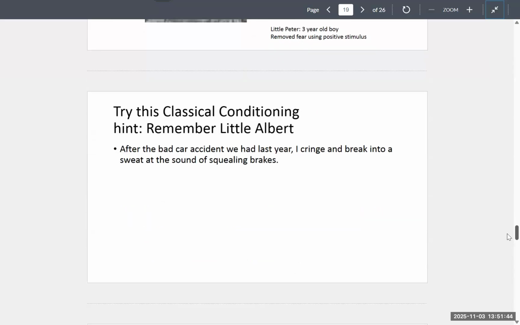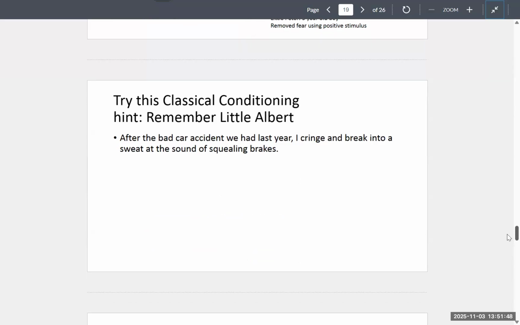So we're going to try this classical conditioning with the Little Albert experiment. So, "After the bad car accident we had last year, I cringe and break into a sweat at the sound of squealing brakes." So think about it. When you have a bad car accident, what happens? You have a loud noise, and that creates a fear. The loud noise of the cars crashing together creates the fear.